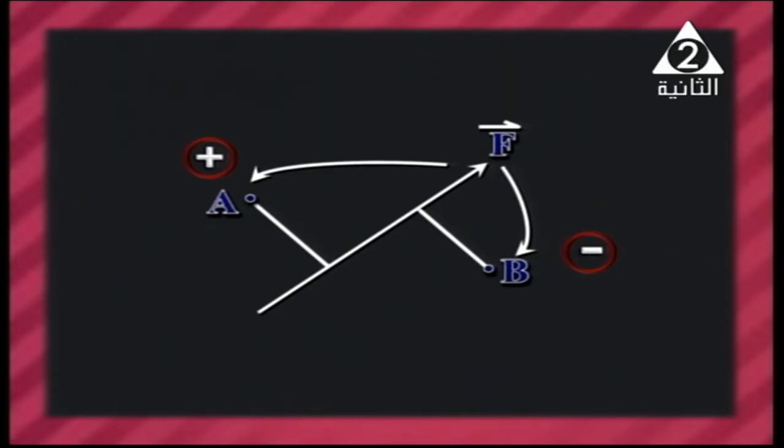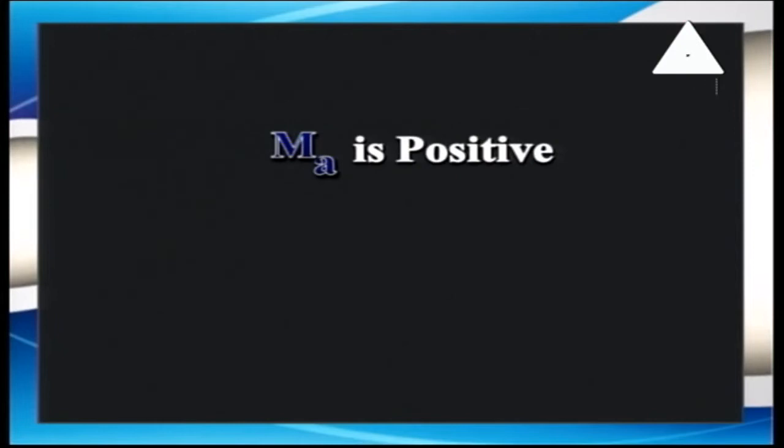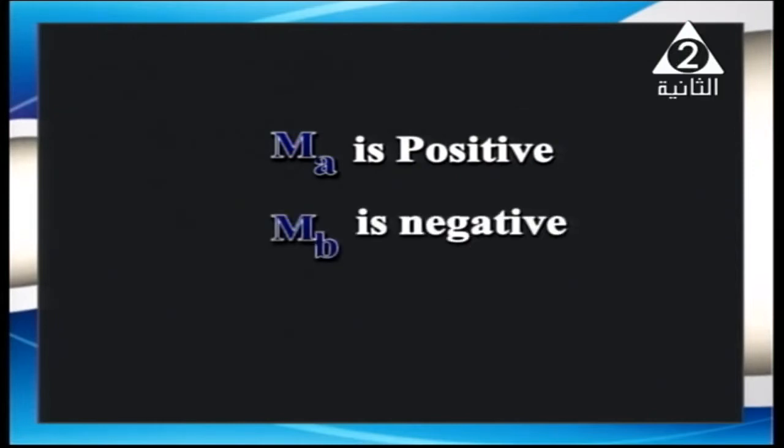Look at the third, moment equals 0 about point C. Why? Because the line of action of the force passes through the point C. Therefore, moment about A is positive, moment about B is negative, moment about C equals 0.